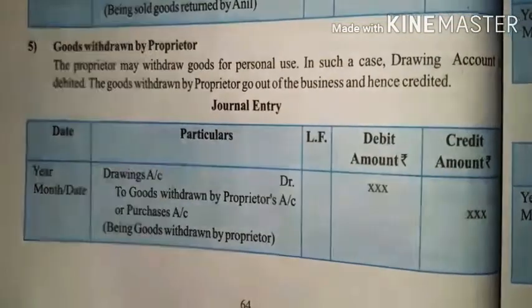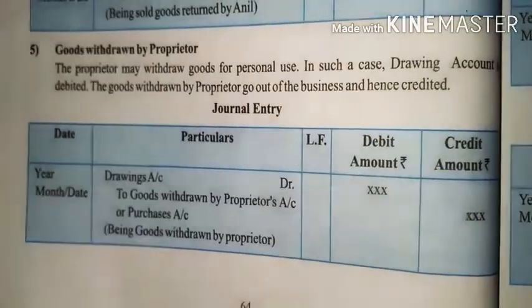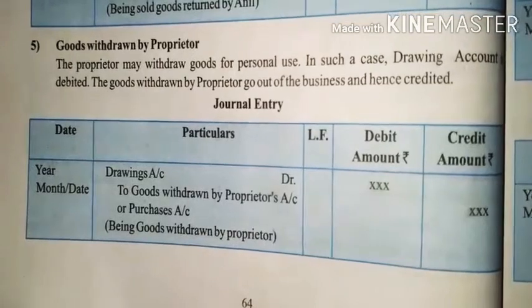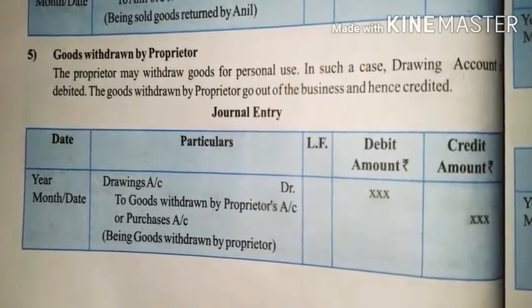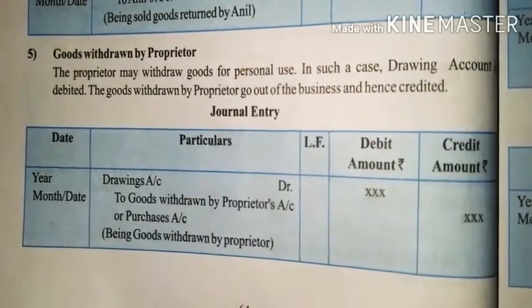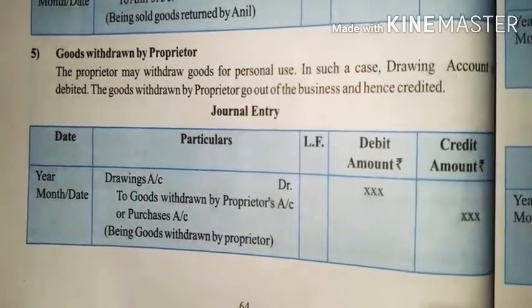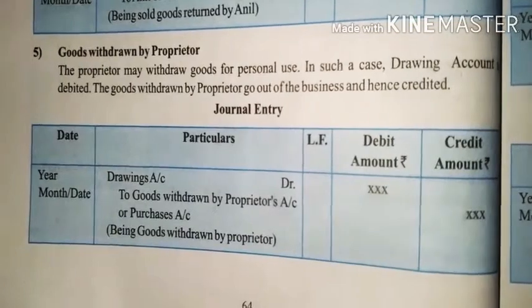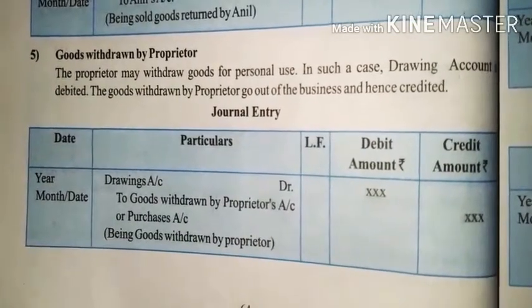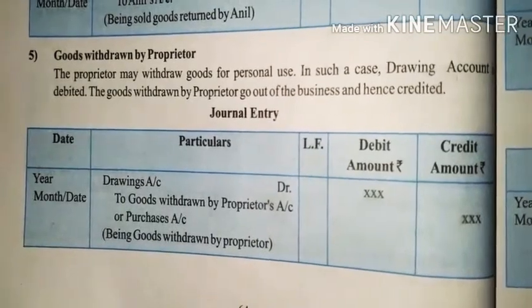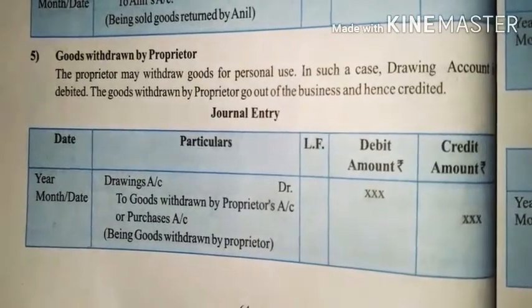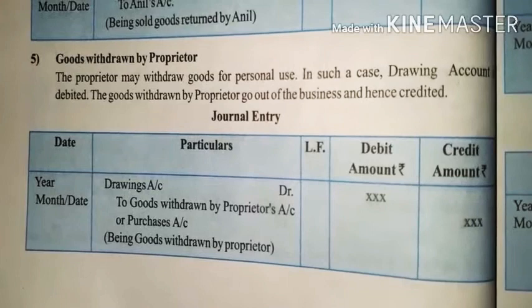So the rule for a personal account: debit the receiver and credit the giver. Here you are withdrawing goods for personal use, that is, you are receiving goods from the business, so it is going to get the debit effect. You write the amount in the debit column. Now what is going out of the business? To goods withdrawn by proprietor, or purchases account. We already know that purchases account is a real account.